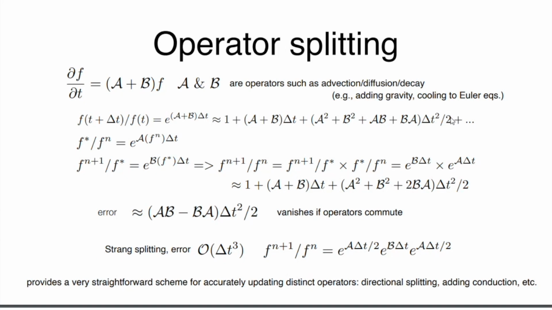So for example, you have two operators A and B, and this is an equation that you want to solve: ∂f/∂t = (A + B)f. A and B can be nonlinear operators, so they can depend on f. A and B are matrices in general. If you solve it, the solution is f(t) = e^{(A+B)t} f(0). These are matrices, and if you do a Taylor series expansion, you have these terms.